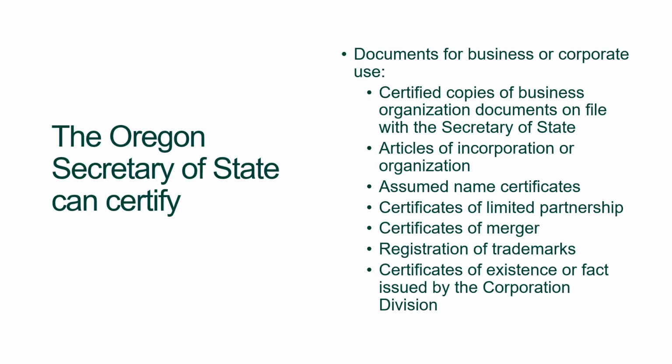The Secretary of State can certify a range of documents for business or corporate use. These can include certified copies of business organization documents that are on file with the Secretary of State, articles of incorporation or organization, assumed name certificates, certificates of limited partnership, certificates of merger, registration of trademarks, and certifications of existence or fact that have been issued by the Corporation Division.